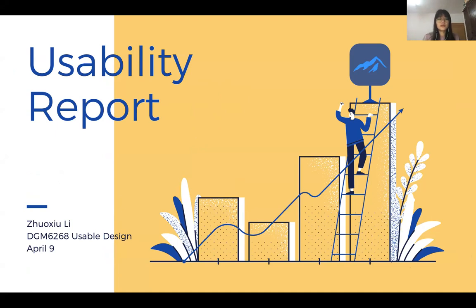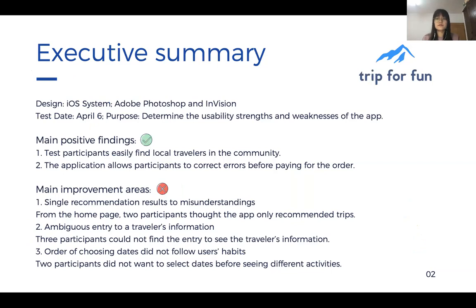Hello everyone, I'm Jocelyn. Today I'm going to talk about the usability report for the app I designed, Trip for Fun. I'm building this app for young people aged from 20 to 35. Its purpose is to help people find places to visit, things to do, make reservations, connect and share with other travelers. Here is the executive summary.